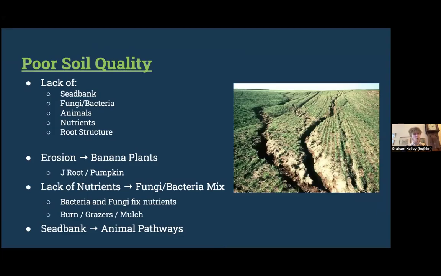And lastly is a really important point that is, if anything, the hardest problem we face, and a problem faced by any farmer anywhere in the world: a lack of soil quality and a reduction in soil quality. We have to consider that poor soil quality is many things. It's a lack of a seed bank.